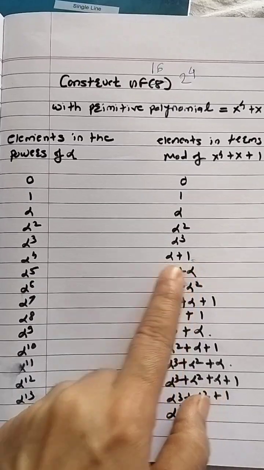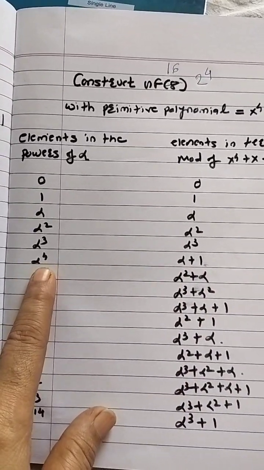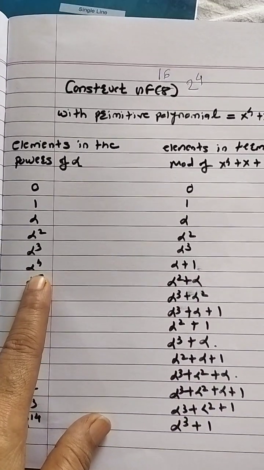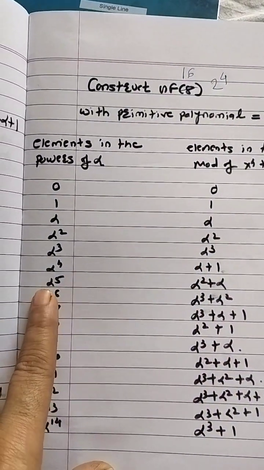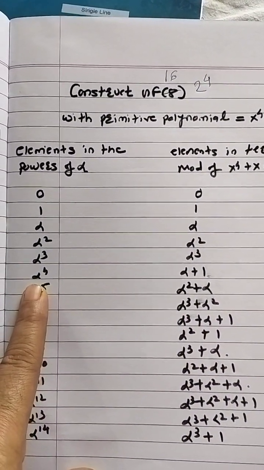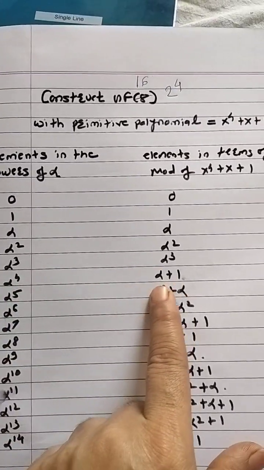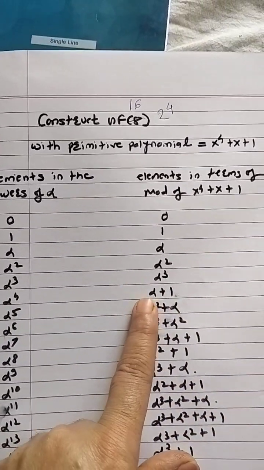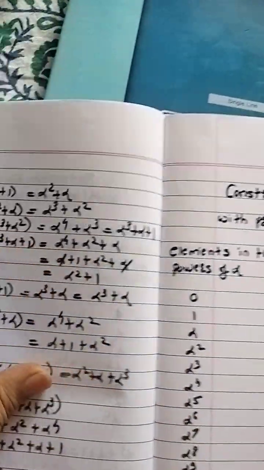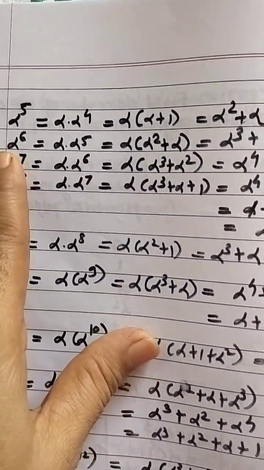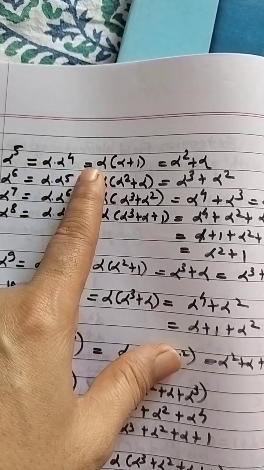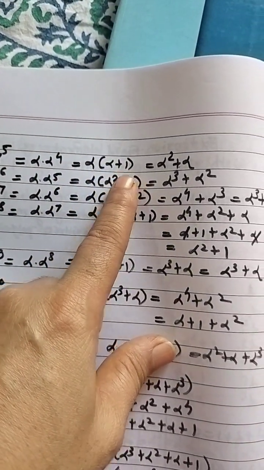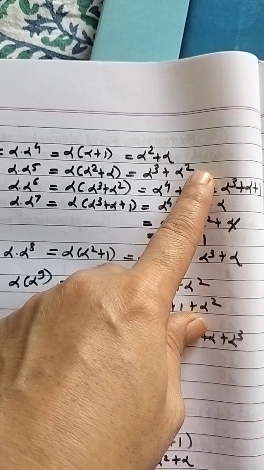What exactly is the mod value? You have to divide alpha raised to 4 by alpha raised to 4 plus alpha plus 1 and take the remainder, but that is a very lengthy method. Instead of that, this is the shortcut method: alpha raised to 4 is equal to alpha plus 1. Now how to obtain the other elements? Alpha raised to 5 is alpha into alpha raised to 4, that is alpha into alpha plus 1, that is equal to alpha square plus alpha.